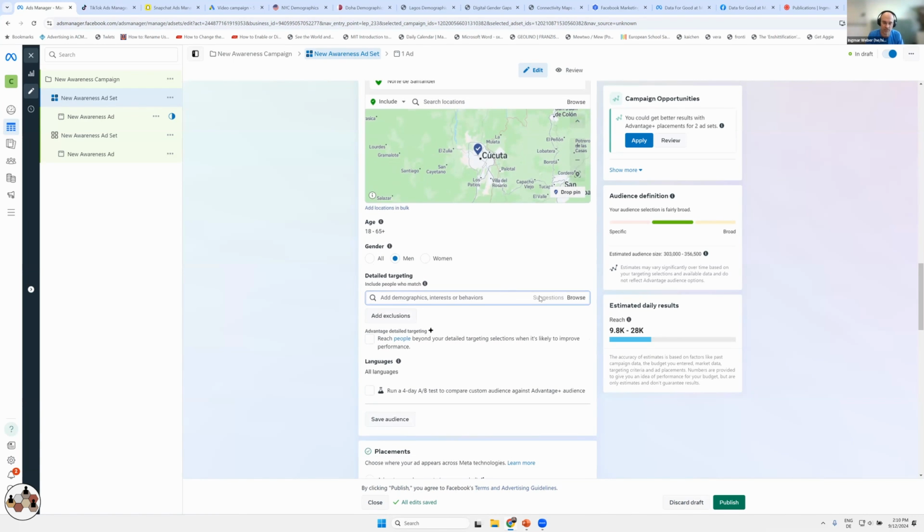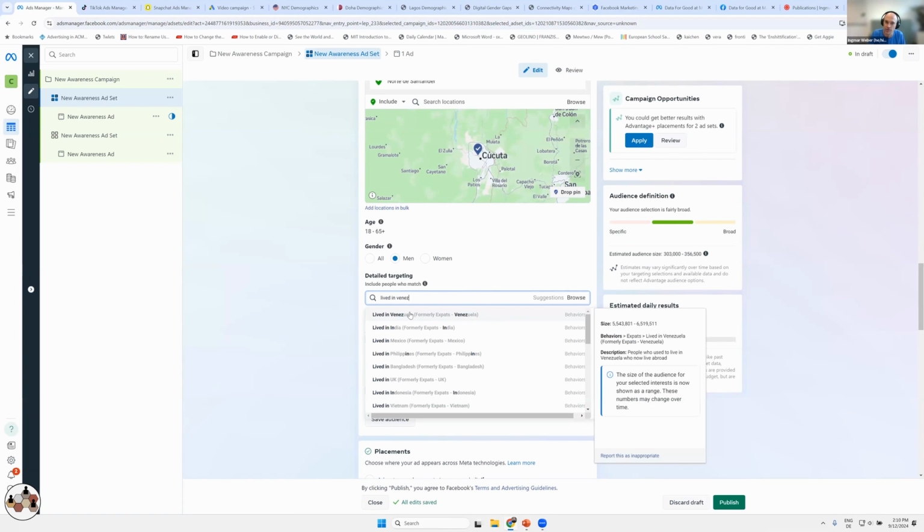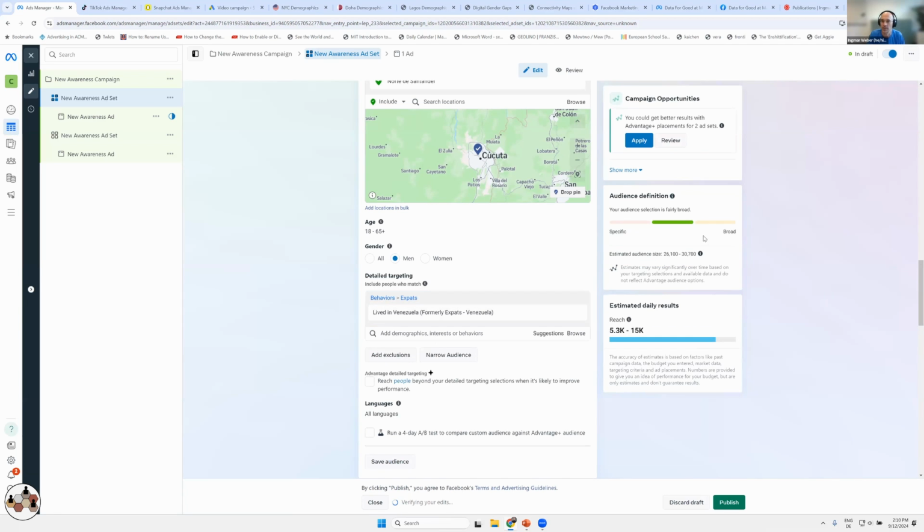But now, more interesting for some of our work, we can also look at migration backgrounds. So I can look at these 350,000 men and ask how many used to live in Venezuela. Here you see all these targeting criteria, people who lived in different countries. One of them is Venezuela, right? And if I select this, then it's roughly 10%, slightly less than 10%, of the men in this age range who used to live in Venezuela.